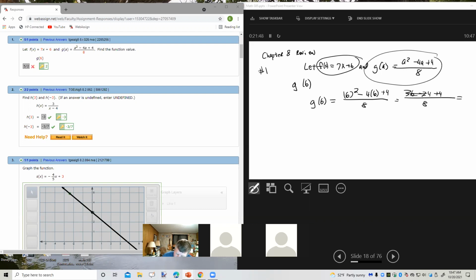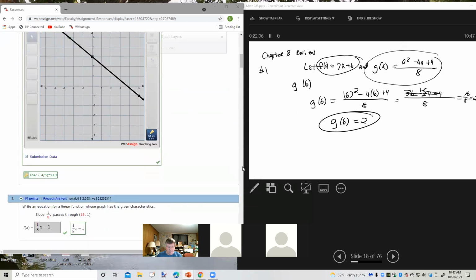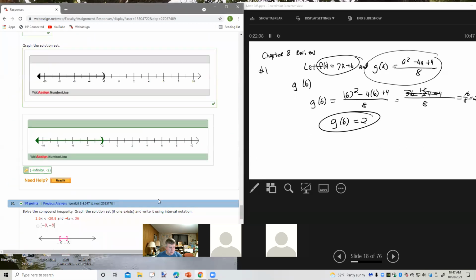Let's see, 36 minus 24 is 12, plus 4 is 16, over 8 is 2. So g of 6 equals 2. There you go. Any questions about that? Okay, and now we're going to look at, let's see, number 23, I think it is.